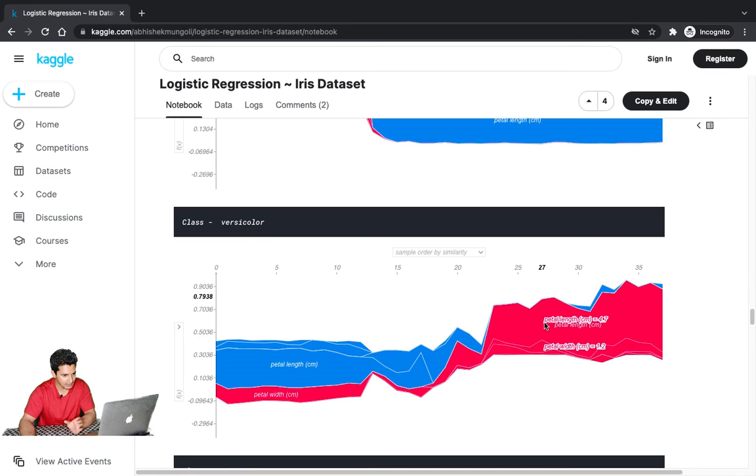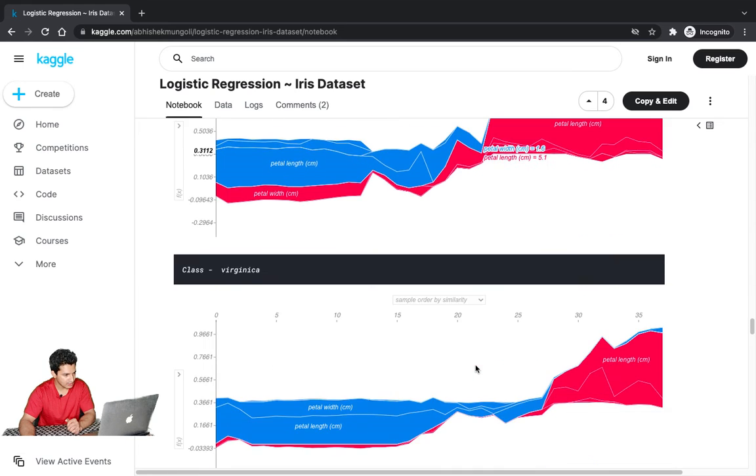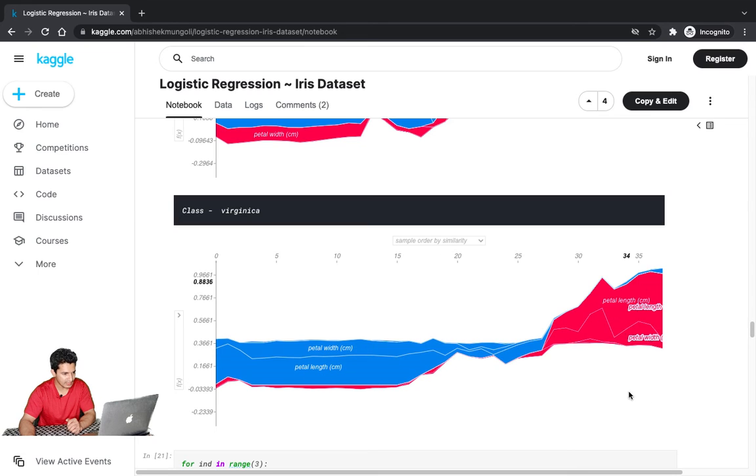Similarly, we can look at Versicolor. The high petal length or high petal width has positive contribution, while small petal length, oppositely to that of Setosa, has negative contribution. Similarly, we can look at Virginica as well, that is, small petal length and small petal width has negative contribution, while high petal length and high petal width has positive contribution.